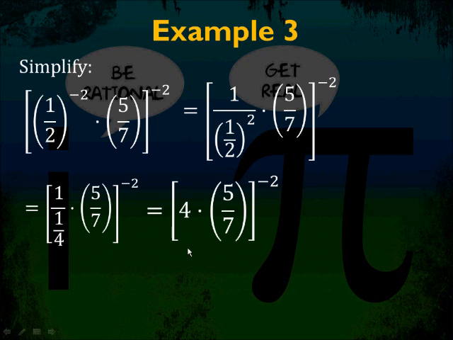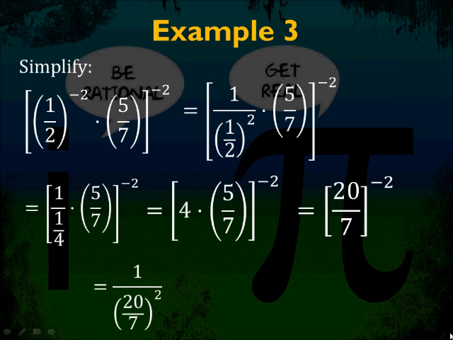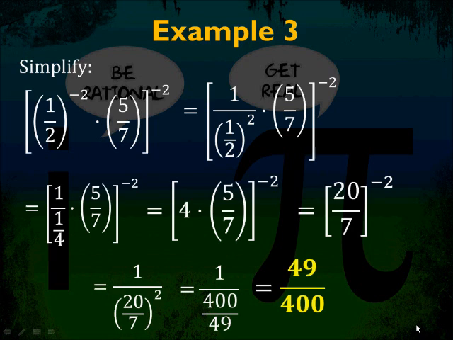And again, if you are not comfortable dividing fractions, you might have to write out 1 times the reciprocal of this fraction, which is 4 in this case. 4 times 5/7, you multiply the numerators together, you get 20 over 7, to the negative 2 power. Again, this is a reciprocal of the positive, so this is 1 over 20/7 squared. That's equal to 1 over 400/49. And with the reciprocal of a fraction, you just flip the fraction upside down. So your answer is 49 over 400.